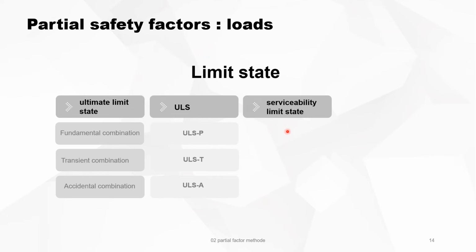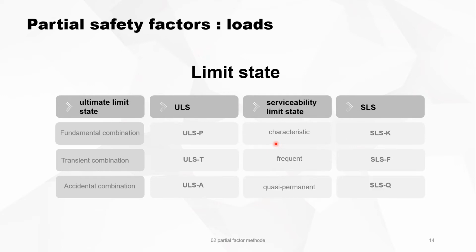Next to that, you have the serviceability limit state, which is short for SLS. The characteristic combination is SLSK, the frequent one SLSF, and the quasi-permanent one is the SLSQ combination. The ULS is there for stability and collapse, to avoid collapse, and the serviceability is for the use of the structure.